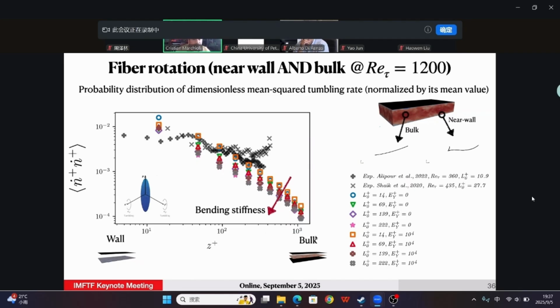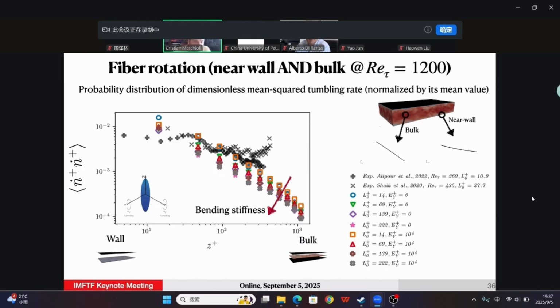small tumbling in the center of the channel. So here, this is an effect of turbulence. This is not very straightforward to understand, but if we increase the Reynolds number in the flow, you have a more quiet region, a sort of quiescent turbulent core in the center of the channel. So turbulence is less agitated, if I can say so, in the center of the channel, and this allows a lower rotation in general for the fibers.